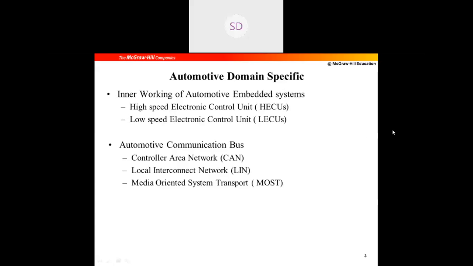Next, in order to achieve this, different communication buses are used. Basically, there are three types of buses mentioned. The first one is Controller Area Network, which we call the CAN bus. The second one is Local Interconnect Network, which we call LIN. The third one is Media Oriented Systems Transport, that is MOST.